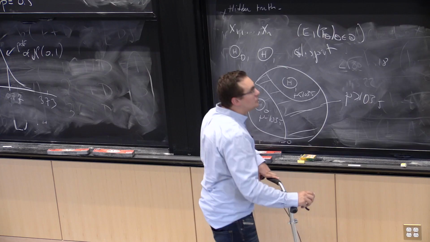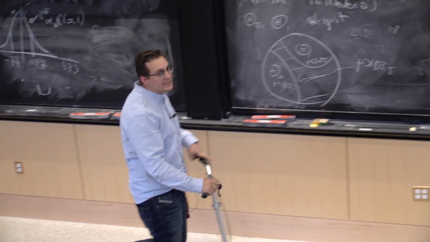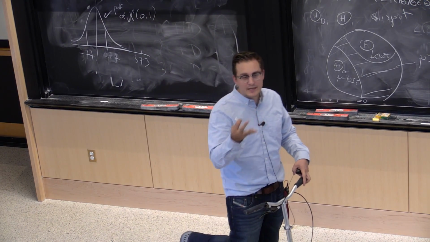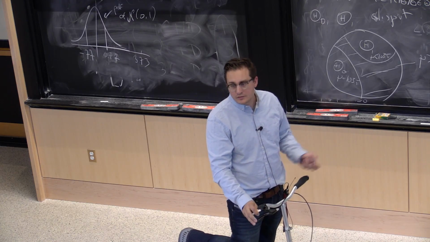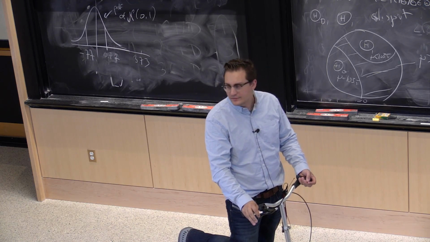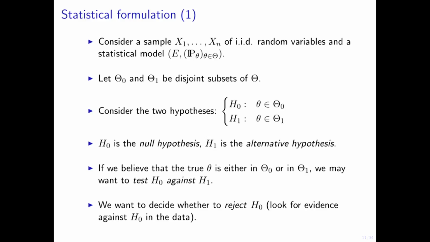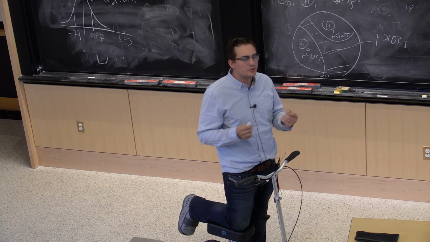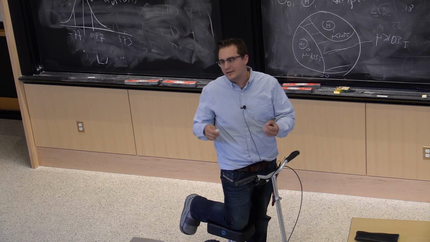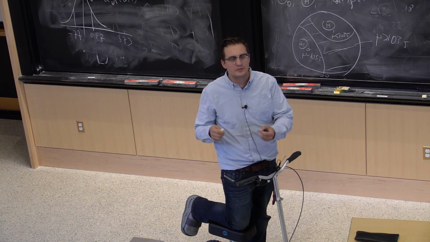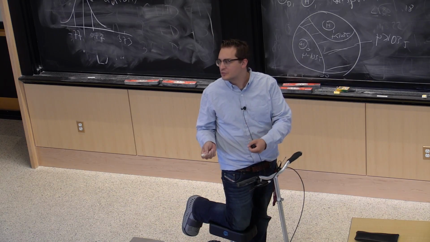All right, so now I take those two subsets, and I'm going to give them two different names because they're going to have an asymmetric role. H0 is the null hypothesis, and H1 is the alternative hypothesis. H0 is the status quo. H1 is what is typically considered scientific discovery. So if you're a regulator, you're going to push towards H0. If you're a scientist, you're going to push towards H1. If you're a pharmaceutical company, you're going to push towards H1.